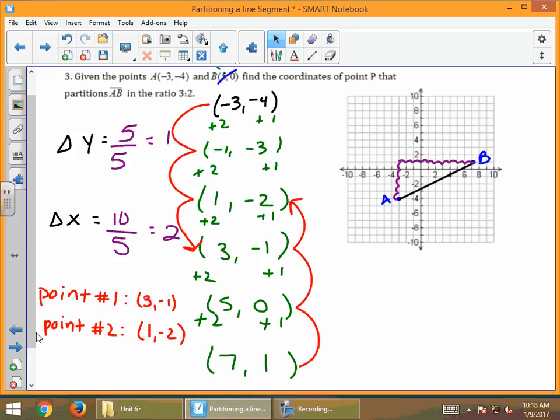So 3 is the first number in your ratio. Whatever the first number in your ratio is, that's what you're counting. So 3 was the first number, so we count 3 from both points. The last two examples were 1, so that's why we're going to count 1. Questions over that? There are 2 more, and your time to practice.